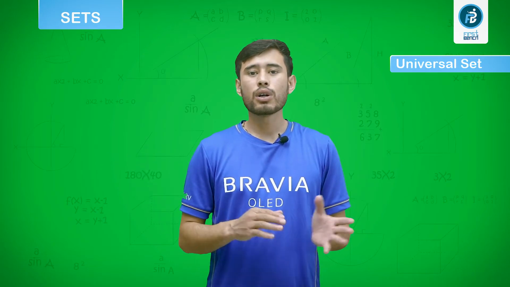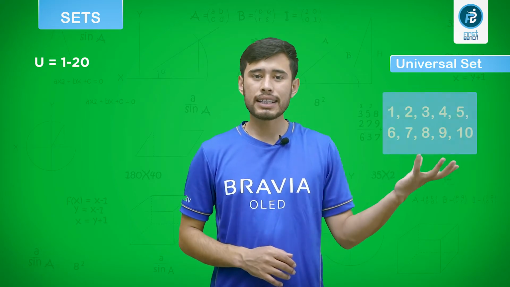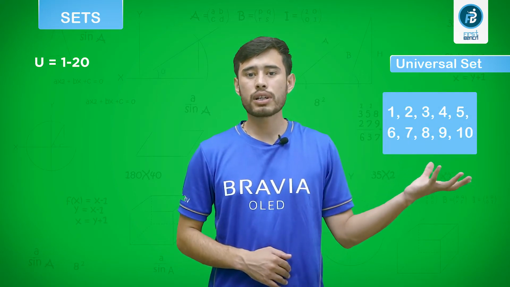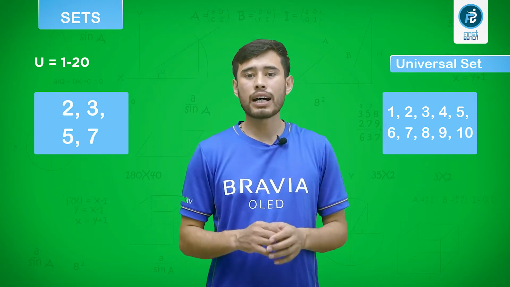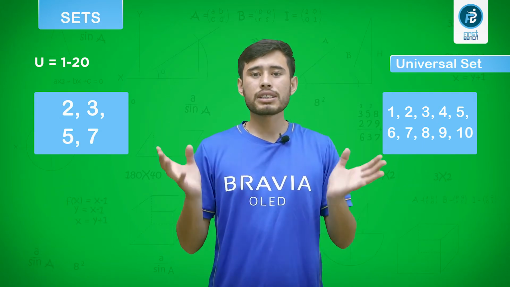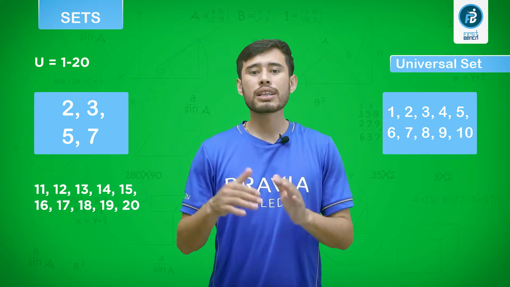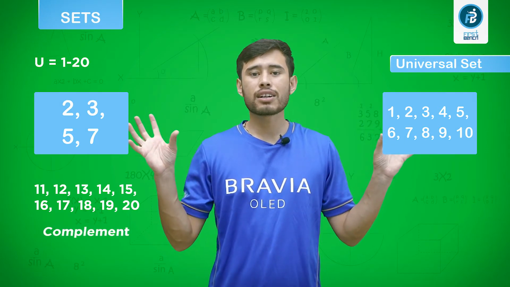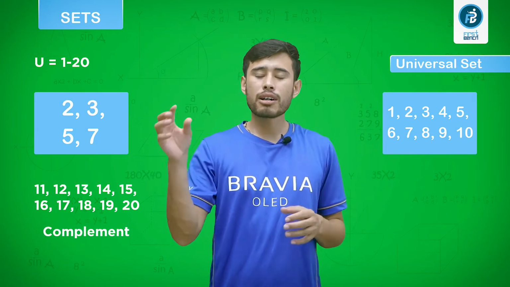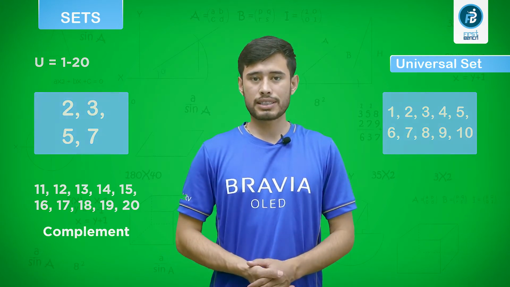For example, we have U equals 1 to 20, and we have set A, that is the set of natural numbers from 1 to 10, and set B, that is the set of prime numbers from 1 to 10. Now in this combination the elements from 11 to 20 aren't included in any of the sets, so they are kept outside these two sets. That is called the complement part. So the combination of the complement part, union and intersection part is known as the universal set.